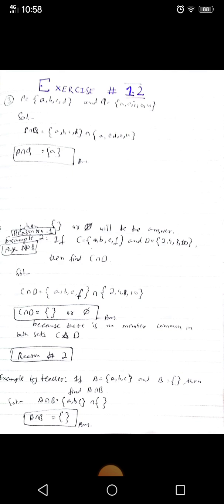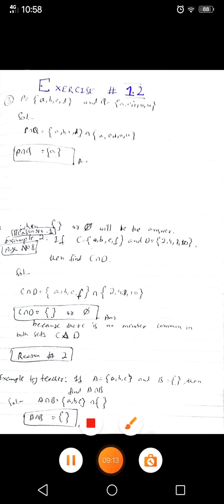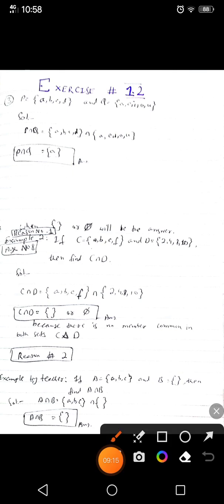I have solved question 3, which is P is equal to A, B, C and D, and Q is equal to A, E, I, O, U. If you are confronting a problem, if this picture is not clear, sorry, that's why I am repeating what has been written.